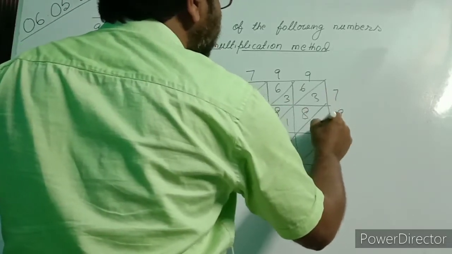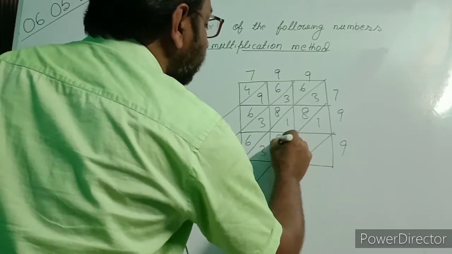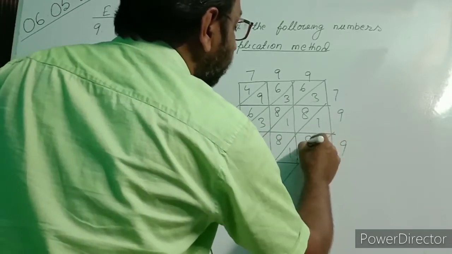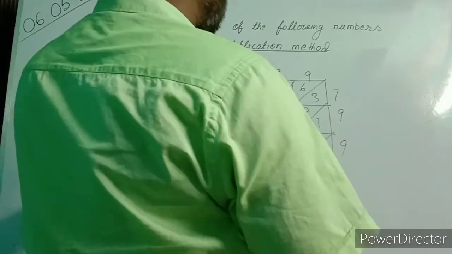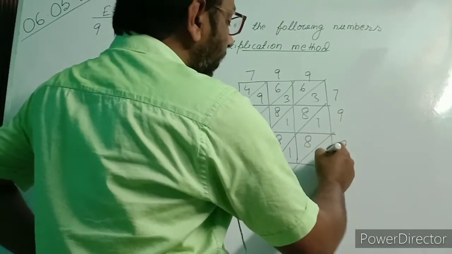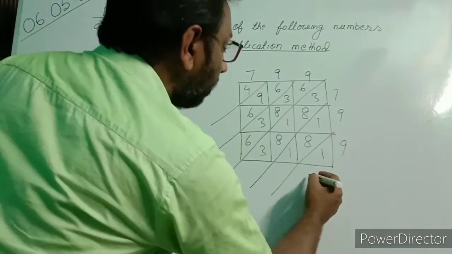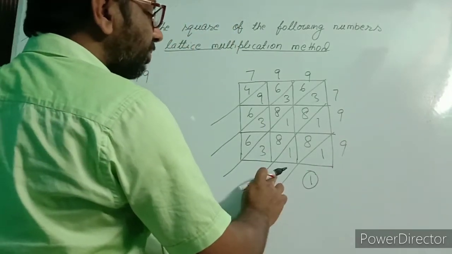9 9 is 81, 8 1. 9 7 is 63, 6 3. 9 9 is 81, 8 1. 9 9 is 81, 8 1. So this one is alone. Carry here and circle it. There is no tens digit, so nothing will be transferred here.